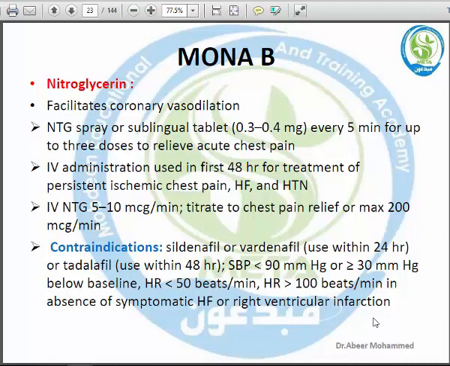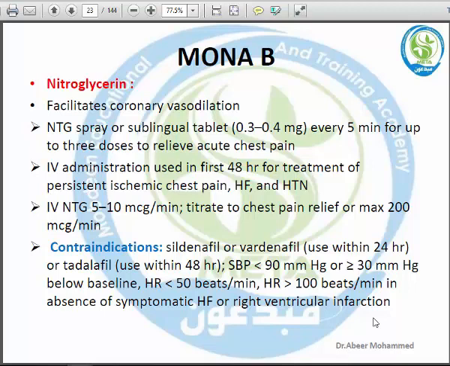IV administration of nitroglycerin in the first 48 hours for the treatment for resistant ischemic chest pain، أو العيان إذا كان عنده heart failure أو العيان كان عنده hypertension، عشان نستفيد من الإفكت بتاع إنه النيتروجليسرين بيقلل لنا blood pressure. But usually we use it local اللي هي sublingual tablets or nitroglycerin sprays.